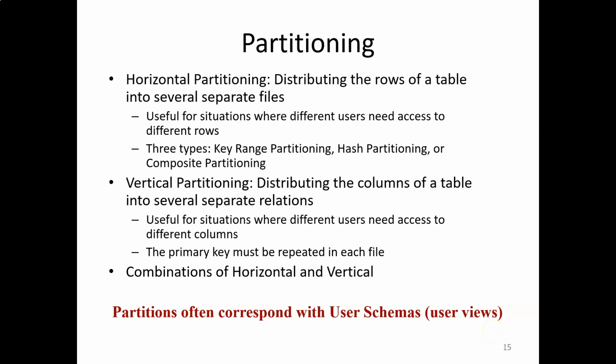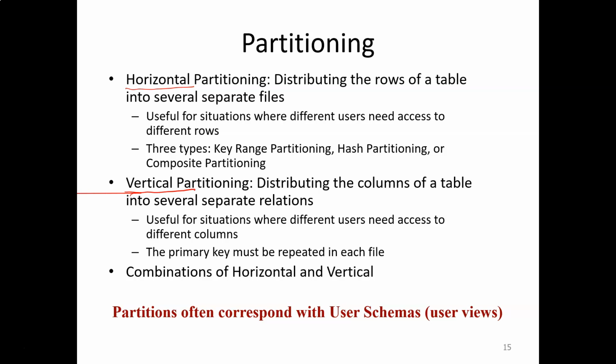Another form of denormalization is called partitioning. There are two types of partitioning. One is called horizontal partitioning, and the other is called vertical partitioning. Horizontal partitioning means dividing a table horizontally. So you have multiple partitions of the table here. And each partition has a set of records.